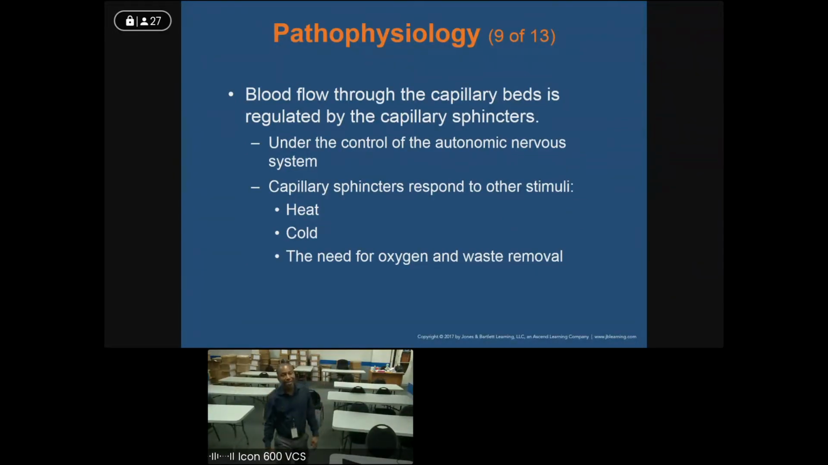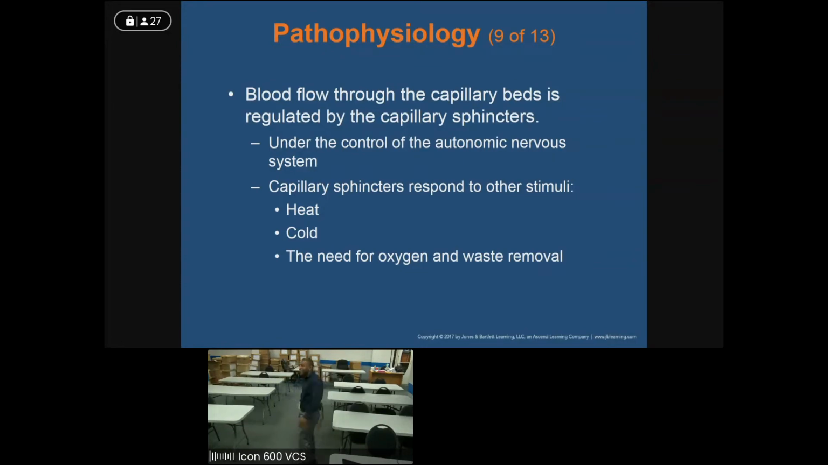Right? So different things influence the vessels: heat, cold, and the need for oxygen and waste removal. So these vessels are influenced by heat or cold. So sometimes you have cold treatment, warm treatment. When we twist our ankle, do we use warm or cold? Cool. Why do we use cold? It causes constriction, reduces inflammation. Right, it causes vasoconstriction and reduces edema, reduces swelling.